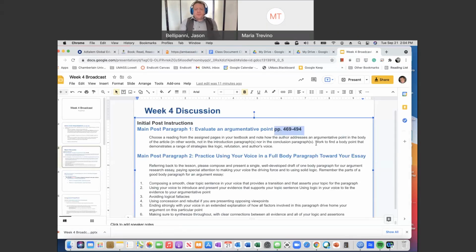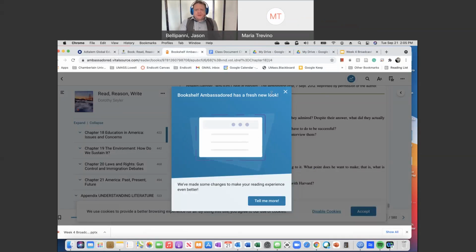So you're going to pick one of the readings and you're trying to focus in on some sort of technique that the person's using to argue, right? And you're not looking in the introduction paragraph, you're looking in the body paragraph. So how the author addresses an argumentative point in the body of the article, right? So you don't care about the introduction, you're looking for sort of the middle. And it's 469, okay.